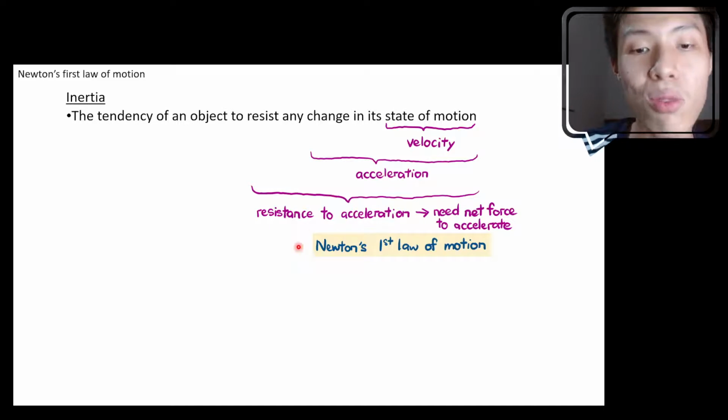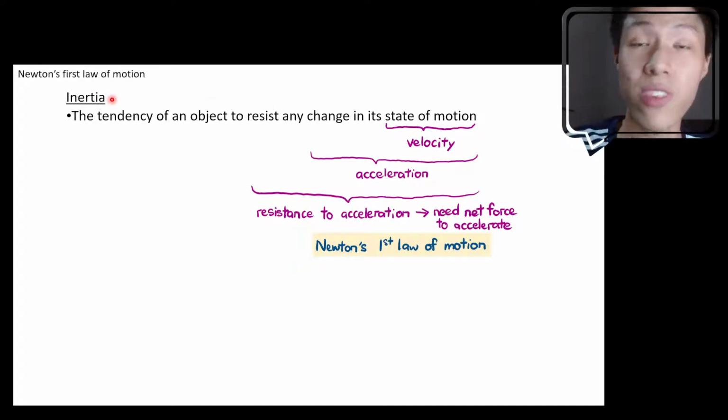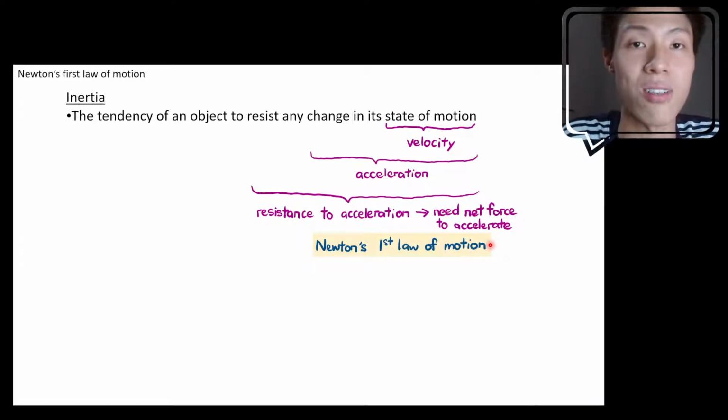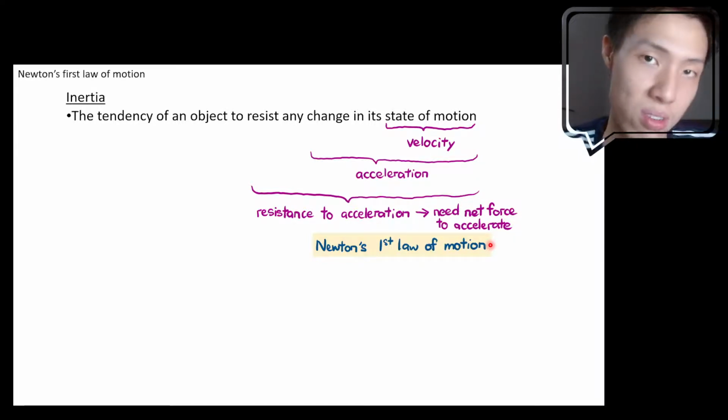That's why I always say Newton's first law of motion is related to inertia, or sometimes we even call it the law of inertia, because Newton's first law is actually trying to tell us that if there is no net force, an object won't accelerate by itself. Because all objects resist acceleration. You need net force to force something to accelerate.